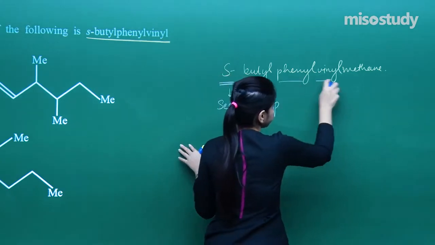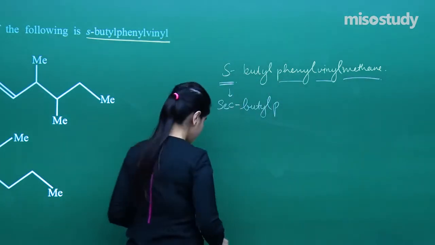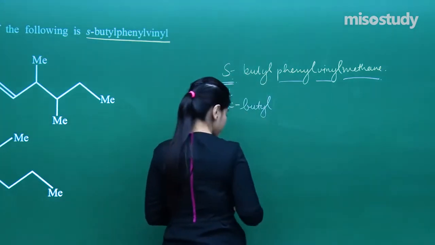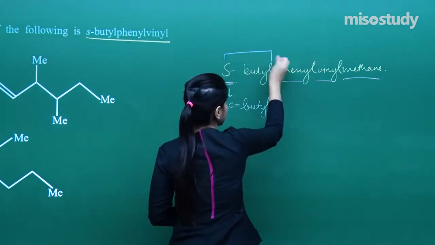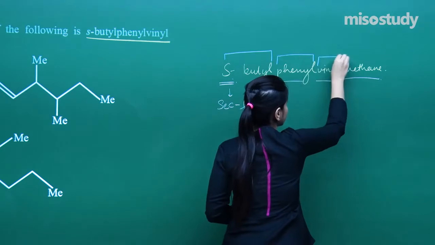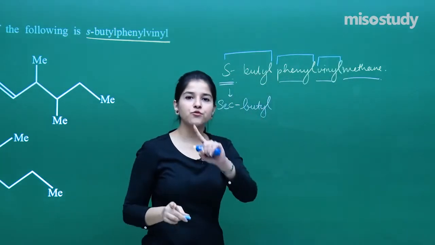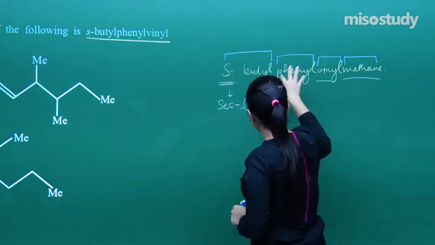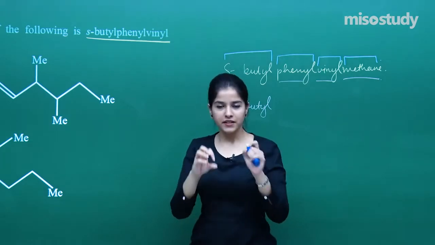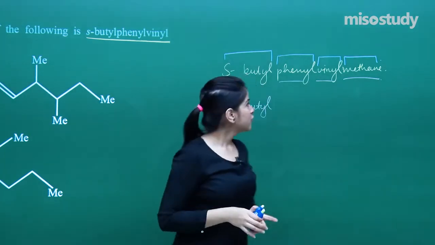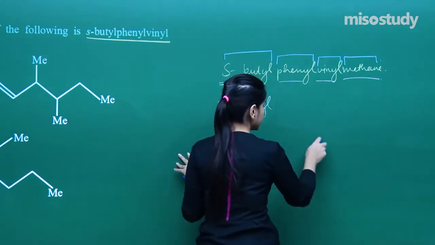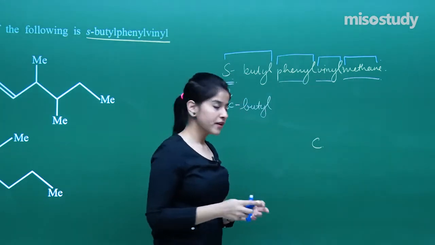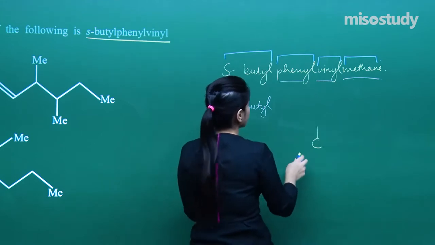Phenyl and then the rest of the name. Basically, these are the substituents over here: substituent, substituent and substituent. What is the word root? The word root is just the 1 carbon atom, that is methane. If I form the formula, I can then match the options. Meth means 1 carbon atom attached to 3 substituents: sec-butyl first of all, and phenyl.